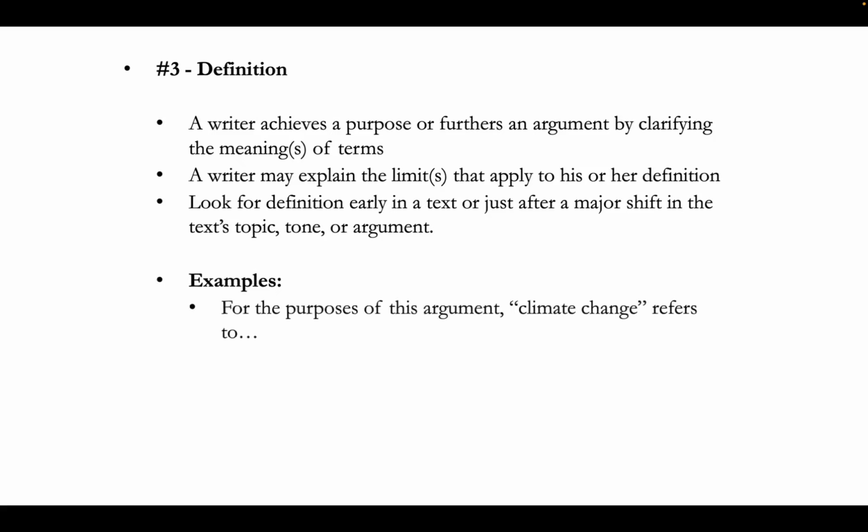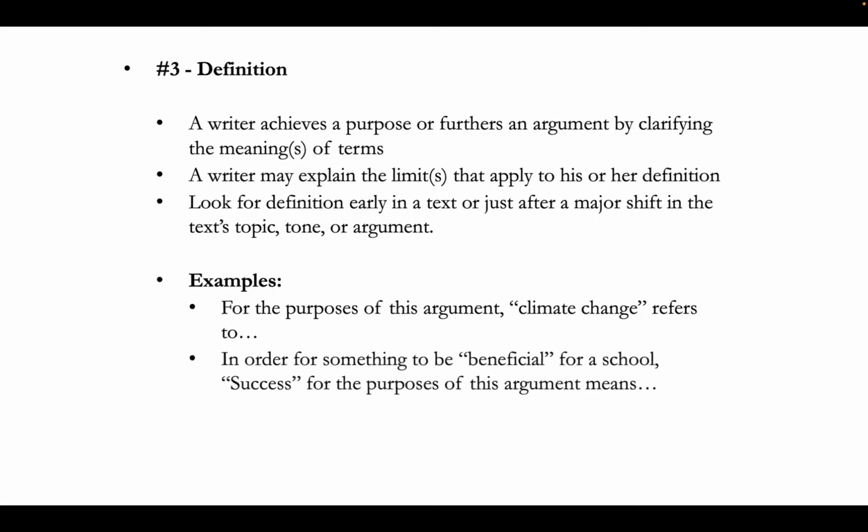Some examples. For the purposes of this argument, the term climate change is referring to, and then you state what it's actually referring to. I'm pretty sure for anyone who's reading or might have read This Changes Everything by Naomi Klein, I'm pretty sure she does this in like the first or second chapter. She states exactly what she means by capitalism and climate change. Right, and that's the rhetorical mode of definition.